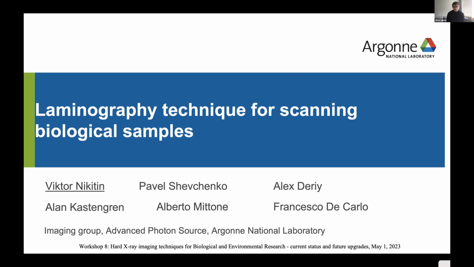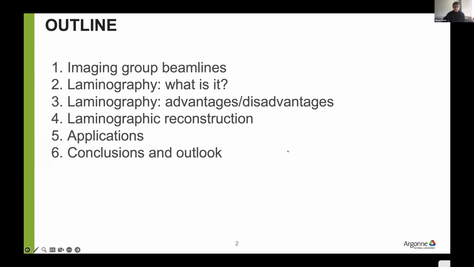Today I want to talk about this new technique called laminography. This is my outline of the presentation. First I will show which beamlines our imaging group has and will have after the APS upgrade. Then we will talk about what laminography is and discuss advantages and disadvantages of this technique. Then we talk a little bit about how we do reconstruction for this type of technique. Then I show some biological applications, and then we look at conclusions and outlook.